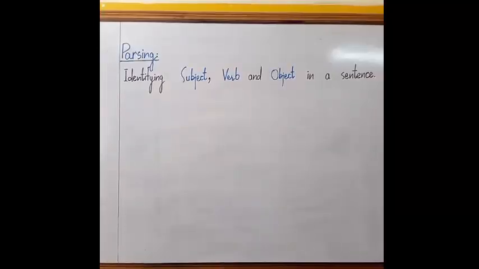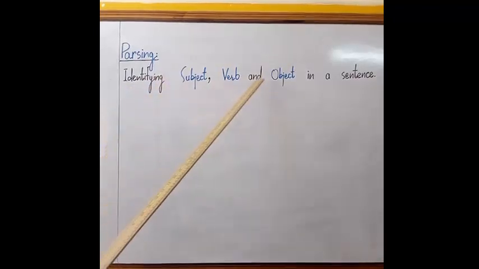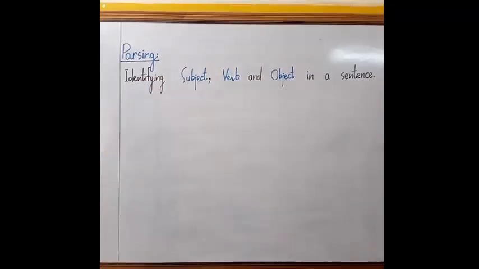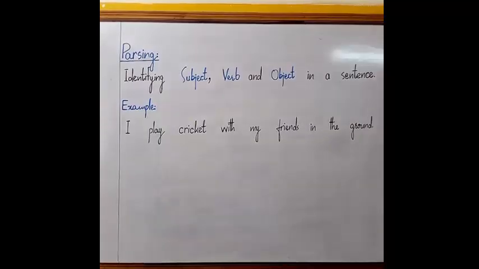We will pick up the first rule, which is parsing. Parsing means identifying subject, verb and object in a sentence. You know that there are different elements of a sentence. Sometimes we have subject, verb, object, and some additional information is given. For instance, I play cricket with my friends in the ground. We can see I is the subject of the sentence, play is the verb, and cricket is an object in the sentence.